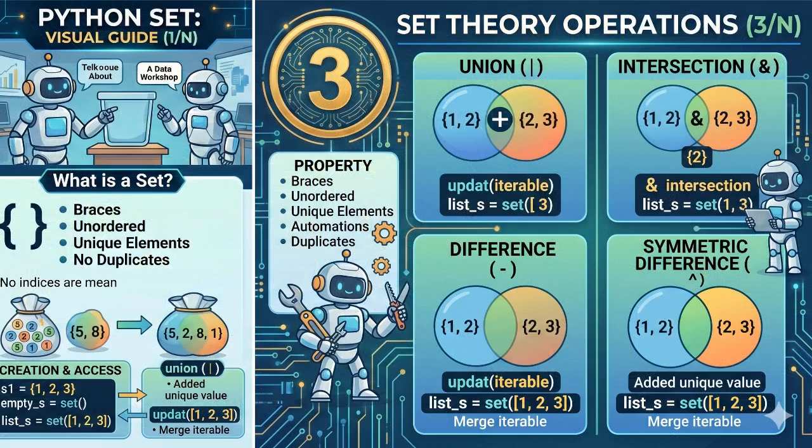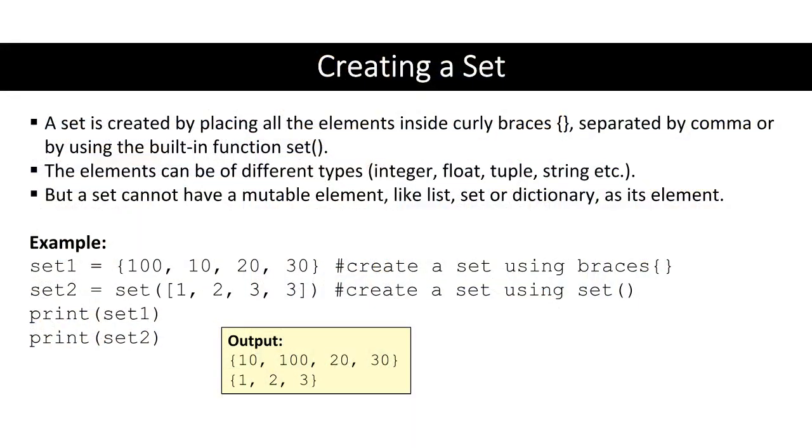This slide introduces the main operations. Union combines elements, intersection finds common elements, difference finds unique elements, symmetric difference finds elements not shared. We will now see how each operation works with code. A set is created by placing all the elements inside curly braces, separated by comma, or by using the built-in function set. The elements can be of different types: integer, float, tuple, string, etc. But a set cannot have a mutable element, like list, set, or dictionary, as its element.